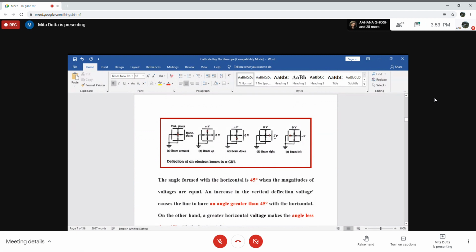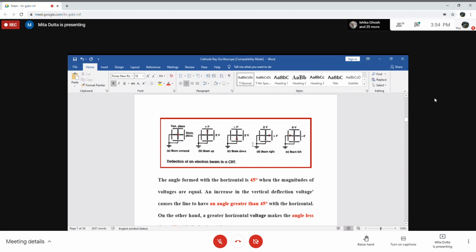Similarly, if this horizontal plate is kept at positive, the beam will be deflected to the right-hand side, and if this plate is kept at positive with respect to this one, the beam will be deflected to the left-hand side. In this way, this is beam left and this is beam right.